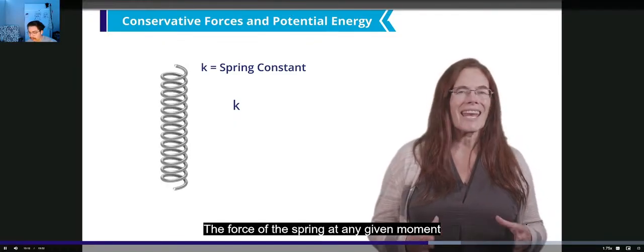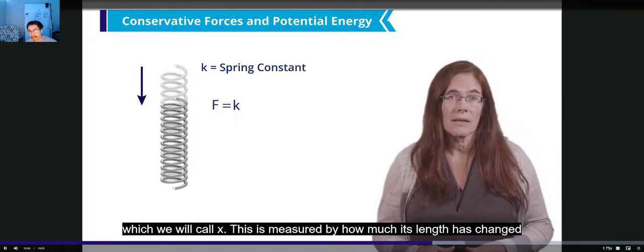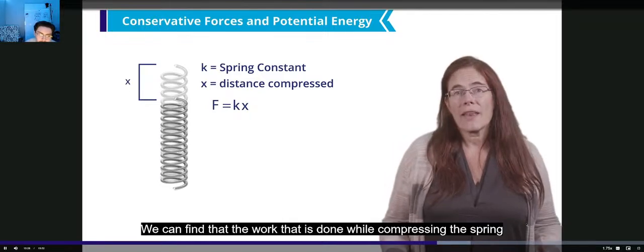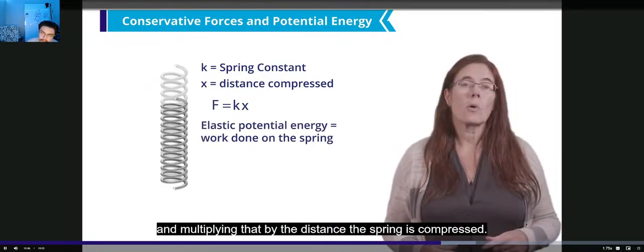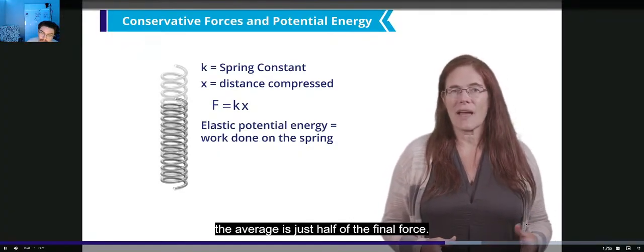The force of the spring at any given moment can be found by multiplying K times the amount that it's compressed, which we will call X. This is measured by how much its length has changed from its original size. We can find the work that is done while compressing the spring by taking the average of the initial force and the final force and multiplying that by the distance the spring is compressed. Since the initial force is 0, the average is just half of the final force.